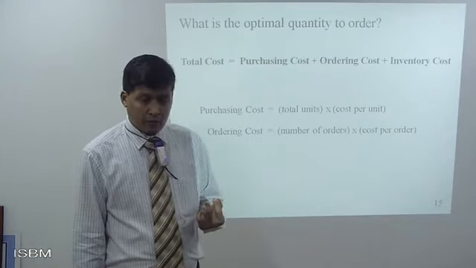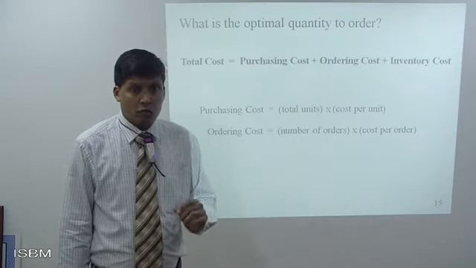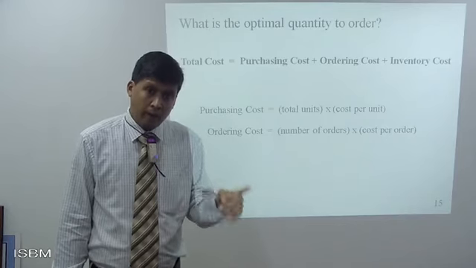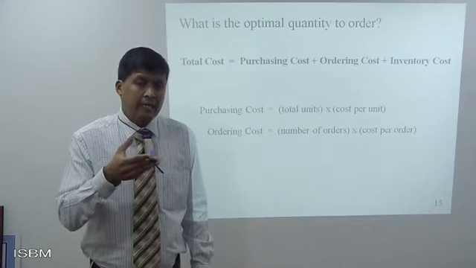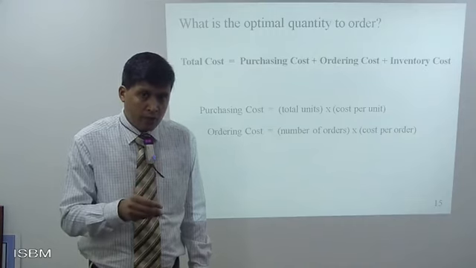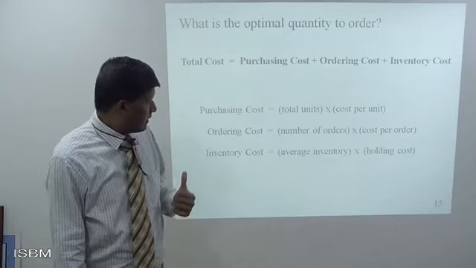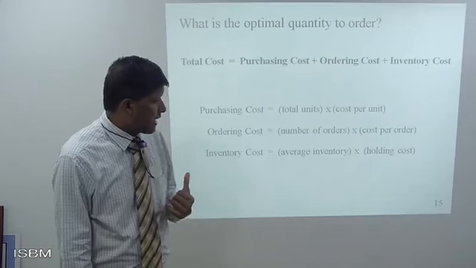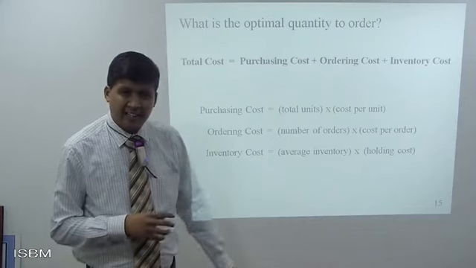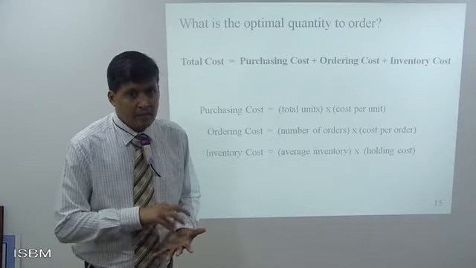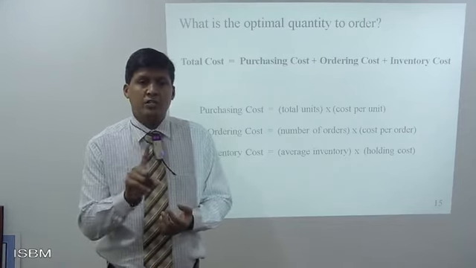Ordering cost, if you want to still further bifurcate, would be number of orders into cost per unit. So we know that ordering cost will go up if more number of orders are processed. That also means ordering cost comes down if there are fewer orders. Inventory cost is the average inventory into holding cost. So we have an asset value of the products, that's the average inventory, and then a holding cost associated. So these are a few variables and a few interrelationships mathematically.